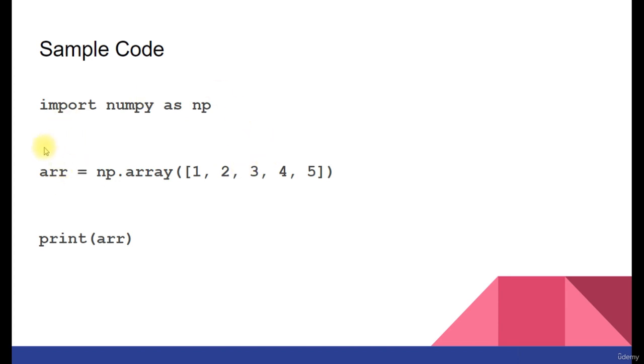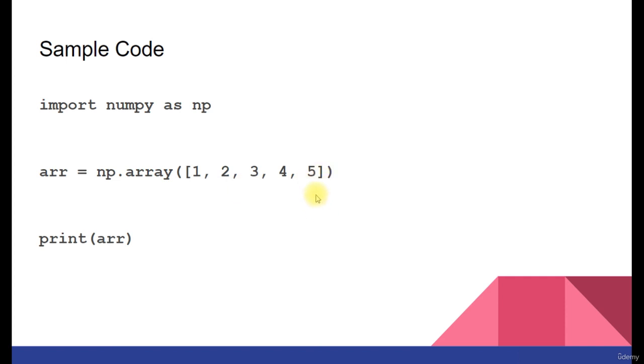Then we are making this array variable called ARR and then np.array. So array is a function in NumPy that is used to make one array. Inside this array function we are giving a normal Python list. As you can see, this is a simple Python list that has 5 elements: 1, 2, 3, 4, 5.